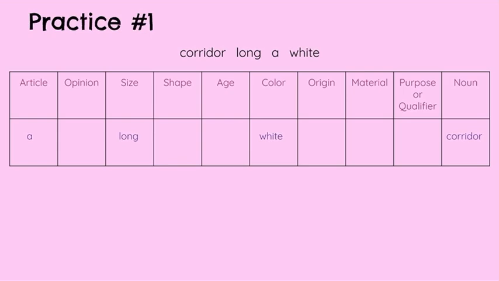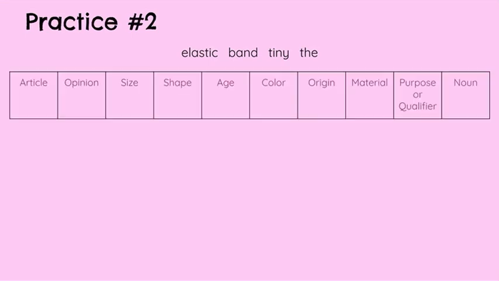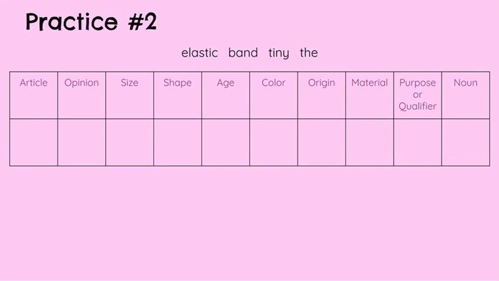Okay, so we're going to do our second one now. Elastic, band, tiny, the. These are our words. Once again, we're going to get a chart. Now we're going to look one by one at each single one like we did before. Article: yeah, we have the word the. And then an opinion. Tiny, band, elastic are the ones that we have left. None of those are an opinion, so we're going to continue. Size. Tiny is a size. So we could put tiny in the size.